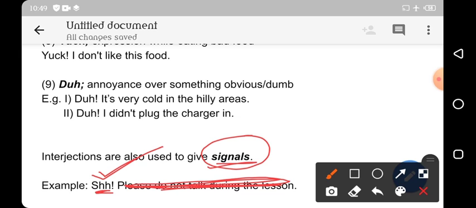They will understand that the teacher wants them to just keep quiet for a while. ठीक है, so this is how the interjections are used in English language.